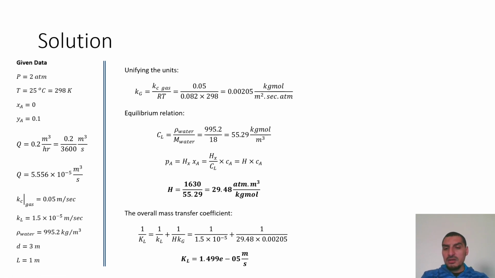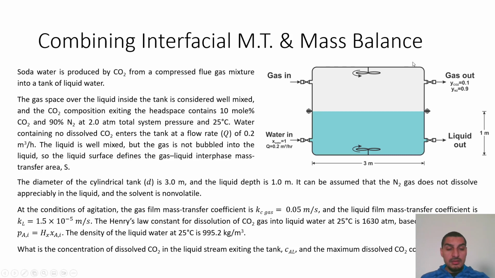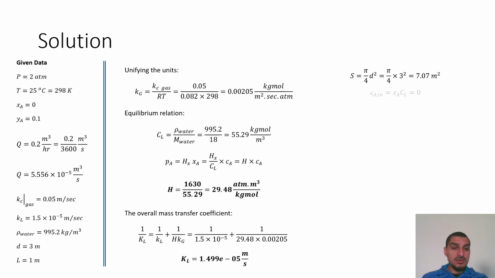Now we need to calculate the cross-sectional area, which is pi over 4 d squared. And by the way, this is the normal cross-sectional area. If you go back to the problem itself, you would see that the mass transfer is taking place in this direction, from top to bottom. So the cross-sectional area that is perpendicular to the flow, or the normal cross-sectional area, is the cross-sectional area of the tank, which is a circular tank, so it's pi over 4 d squared. This is how we calculate the cross-sectional area.